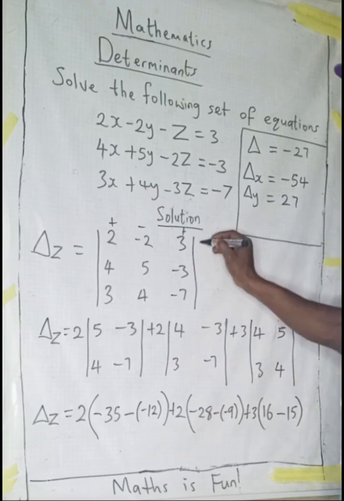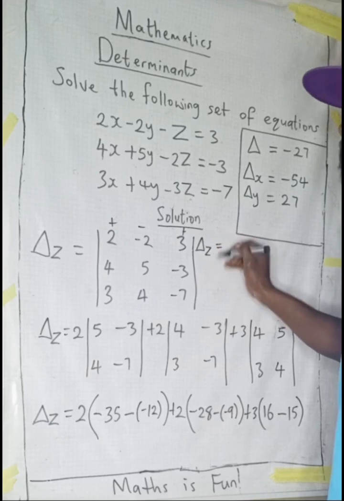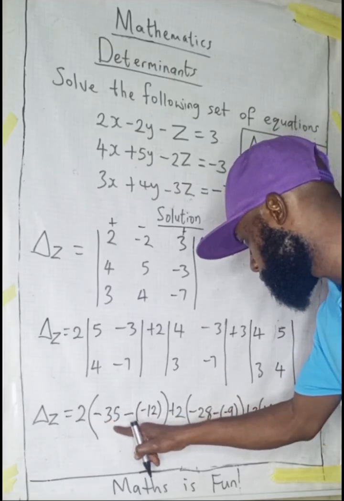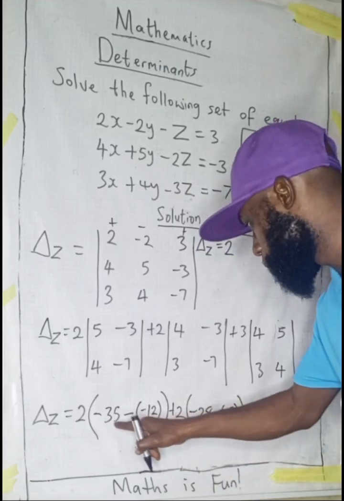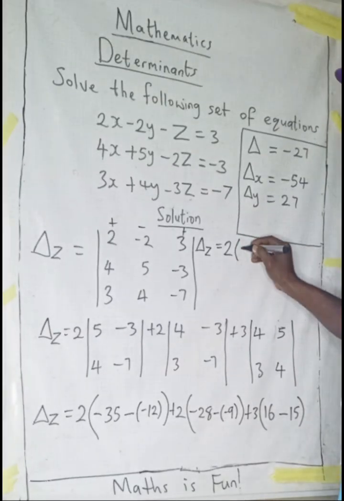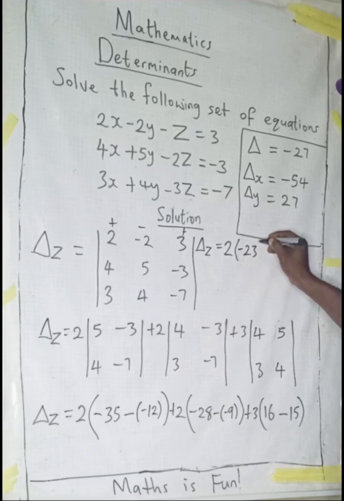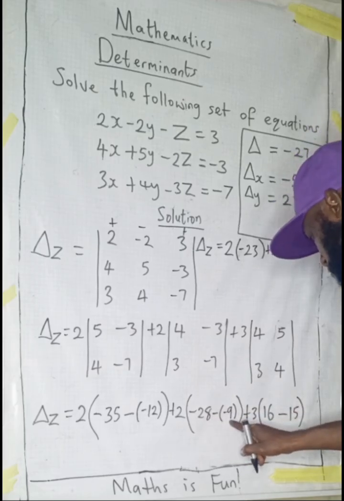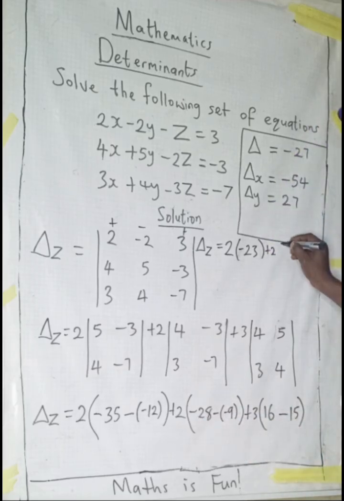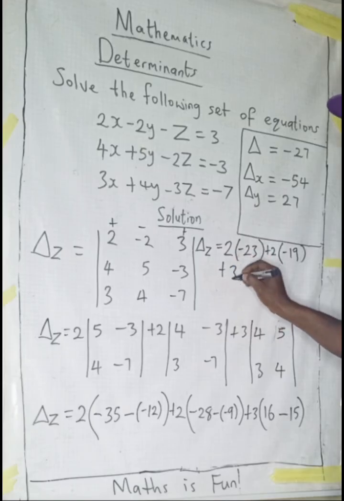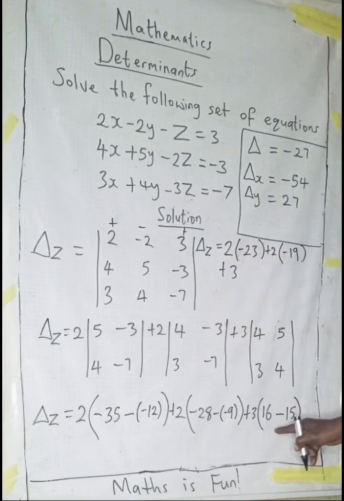So if we simplify that, we'll have change in z will be 2 times, this is 12 minus 35. 12 minus 35, right? And that will be negative 23. So we have minus 23, plus 2. What do we have here? 9 minus 28. That will be minus 19. Right? Then here is plus 3. This will be 1. Right?